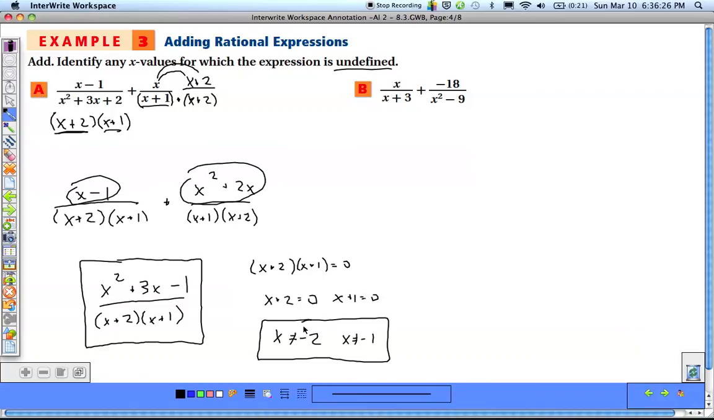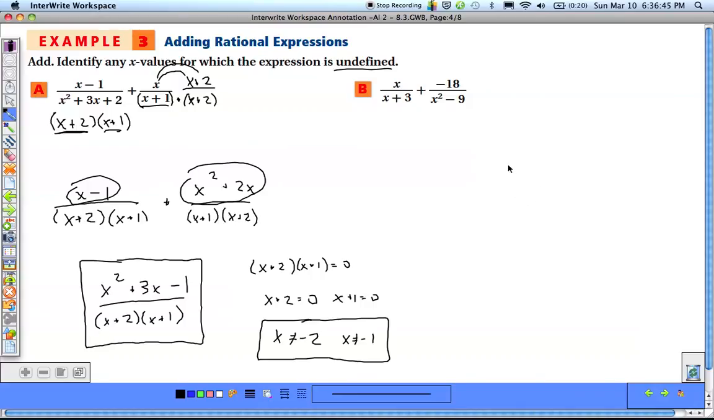I would like you guys to attempt B on your own. Pause this for a minute, try it. We need to get the common denominator first, and then once you get the common denominator, you're actually going to be able to factor the numerator, and when you factor that numerator, it's actually going to be able to cancel out. So pause it for a second, try this, see what you can get.